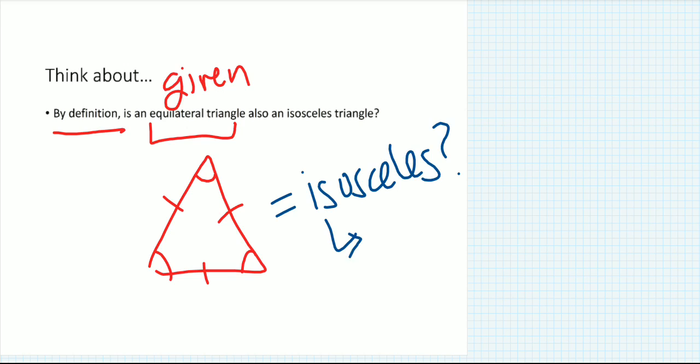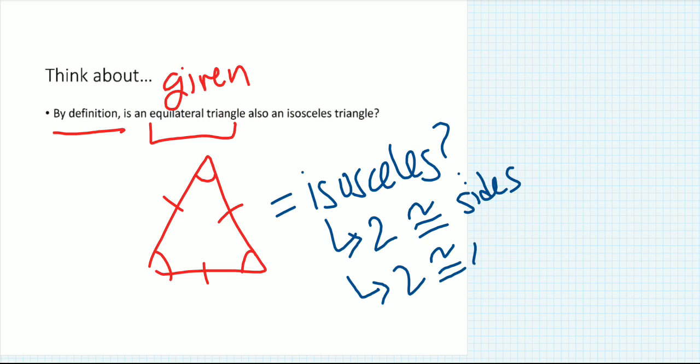Okay, so let's think about what the definition of an isosceles is. You have two congruent sides, and then you have two congruent angles. Now, if you go back to the isosceles video, I didn't just say it has two, I said it has to have at least two. What this means is that you can have more, but you need to have a minimum of two.